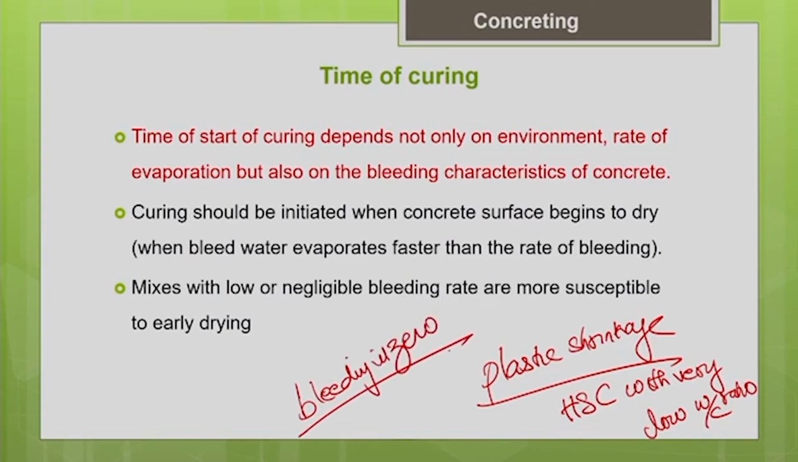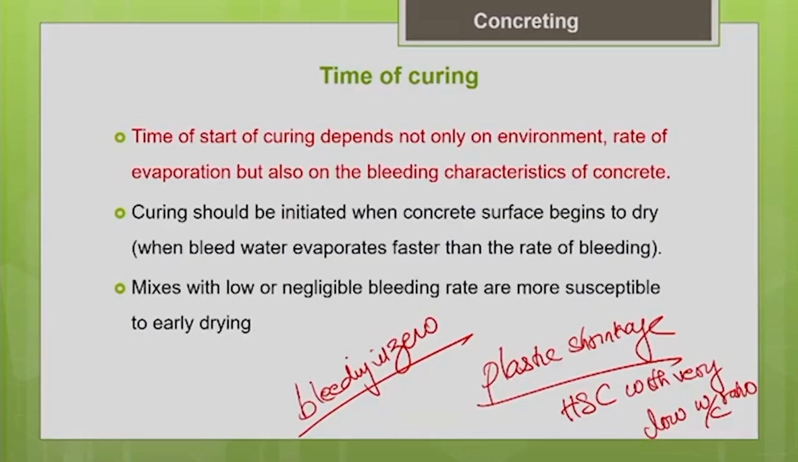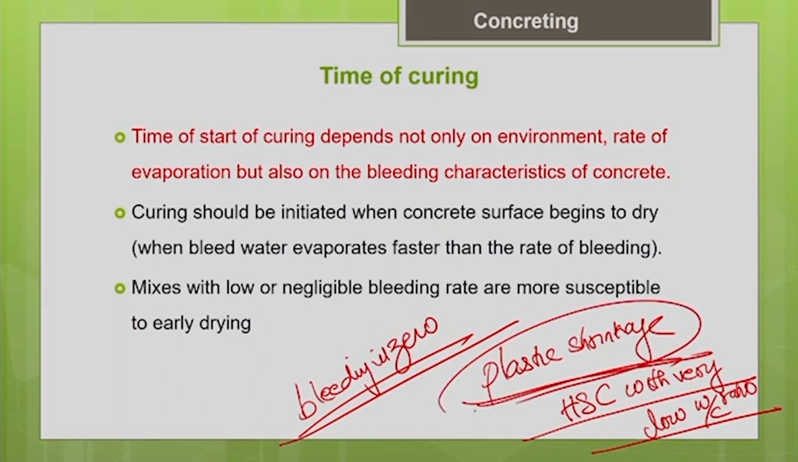In some form, bleeding also helps the concrete to a certain extent. When there is bleeding on the top surface of the concrete, it will try to reduce your shrinkage and shrinkage cracks. But in high strength concrete mixes, since there is no bleeding at all, there are more chances that cracks can occur in the plastic state of the concrete, and those cracks are called plastic shrinkage cracks. That is why we have to start the curing as early as possible.